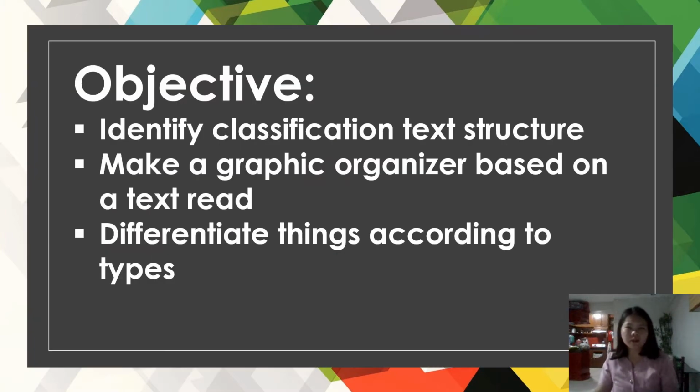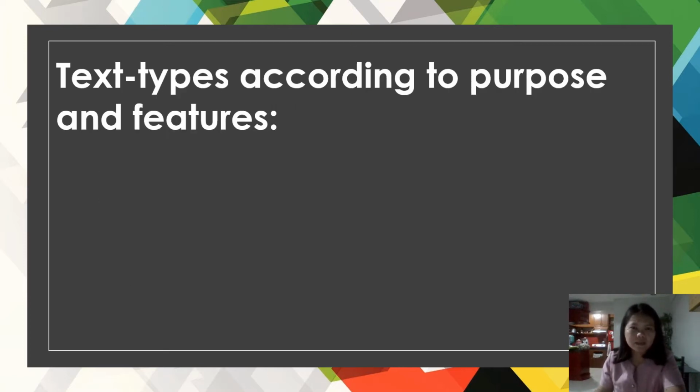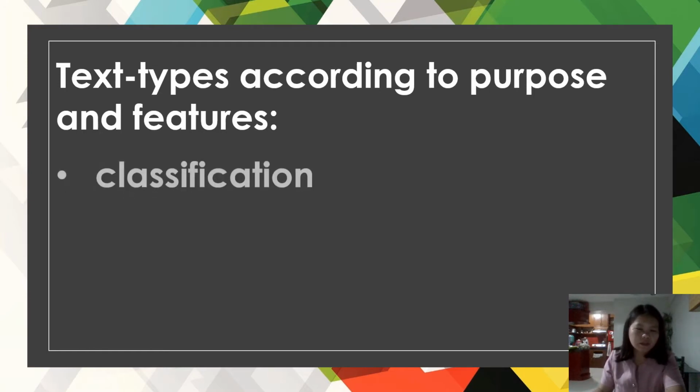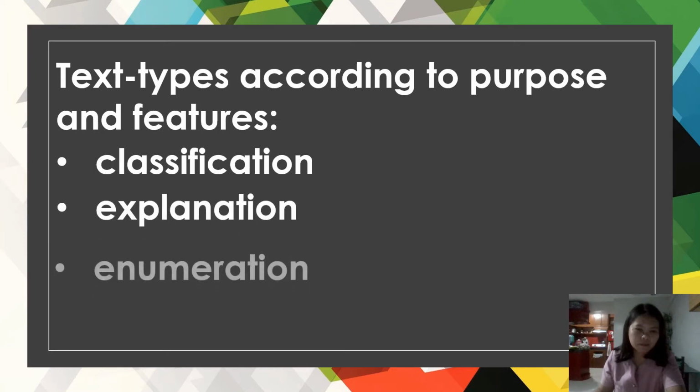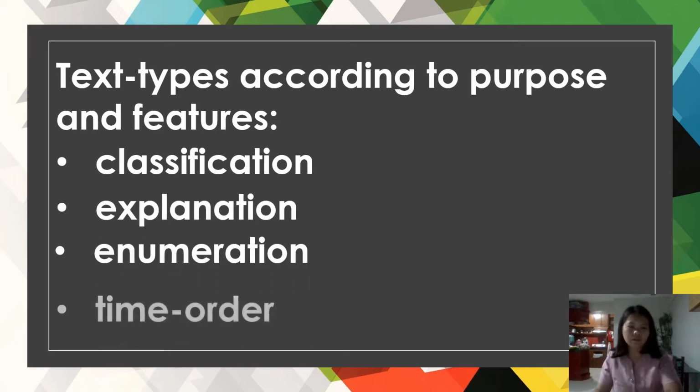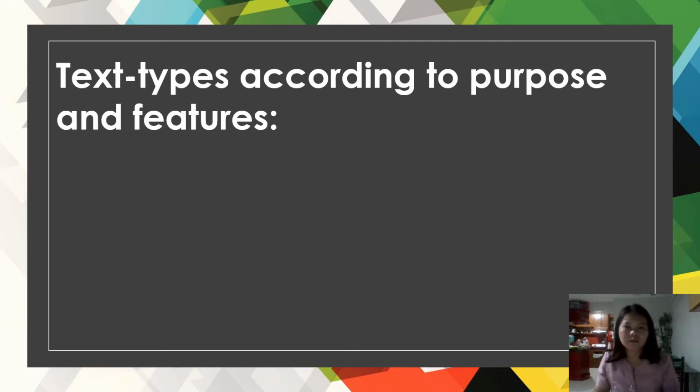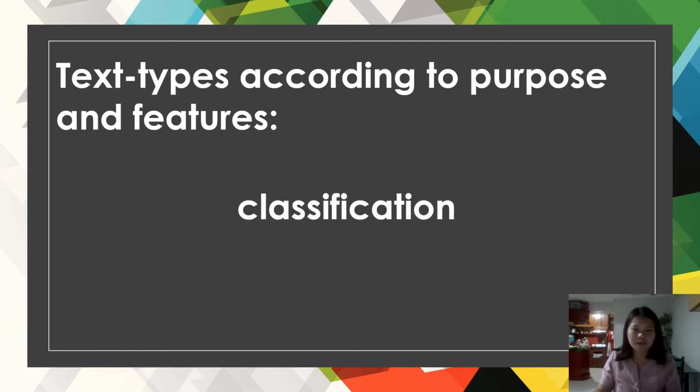At the end of the lesson, you will be able to identify classification text structure, make a graphic organizer based on the text read, and differentiate things according to types. So we will be discussing text types according to purpose and features. We have the classification, we have the explanation, the enumeration, and the time order. But for today, we will be only discussing classification.